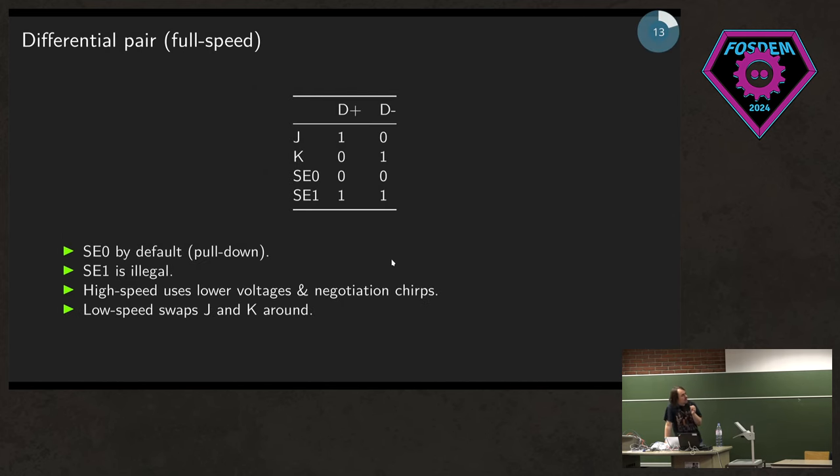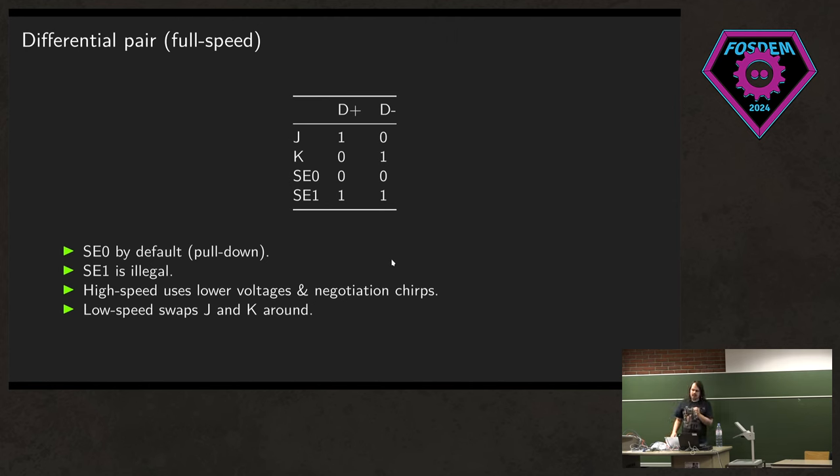And on two wires, you can have four states. However, one of them is illegal in the specification. USB doesn't use it, so we are down to three states. They are called J, K. Those two are when one of the wires is high and the other is low. And there is SE0, which is when both of the wires are low.